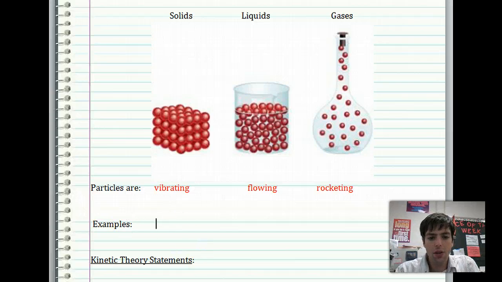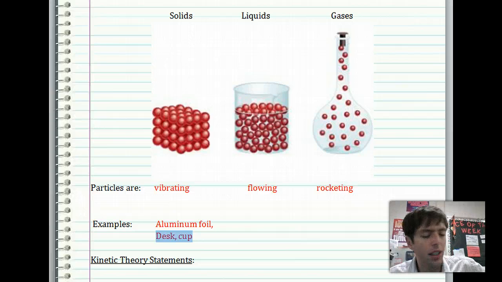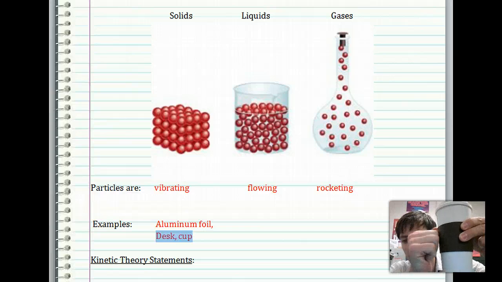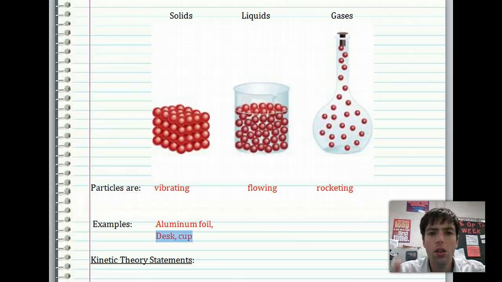And of course, examples of this would be anything that's solid. This could be, let's keep it red here, aluminum foil. This could be your desk. This could be a cup. It could be anything that's a solid. Which is weird because when you look at a desk or a cup, look at this coffee cup, it looks like it's not moving. It looks like it's solid. But we know those particles are always vibrating. That shouldn't mess with your head if you think about it.